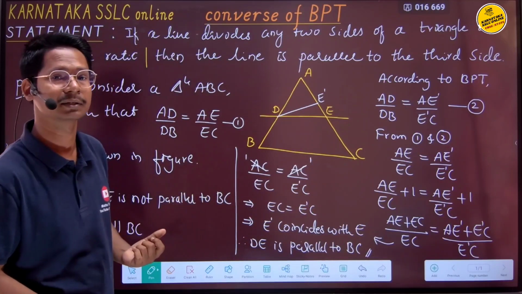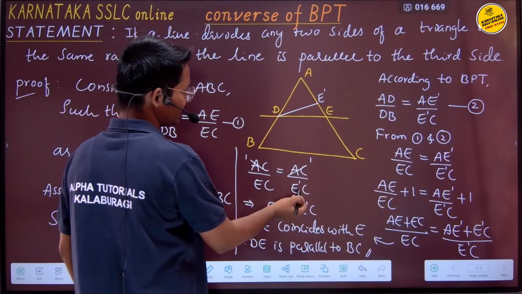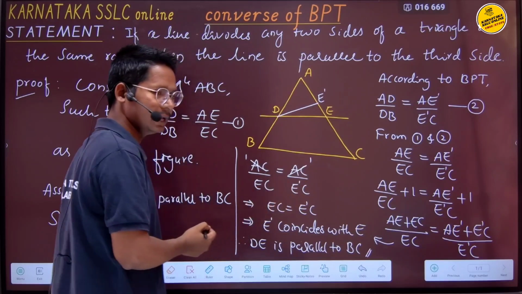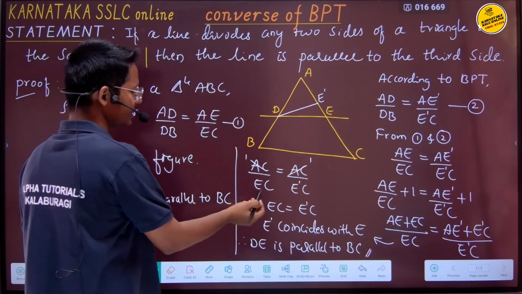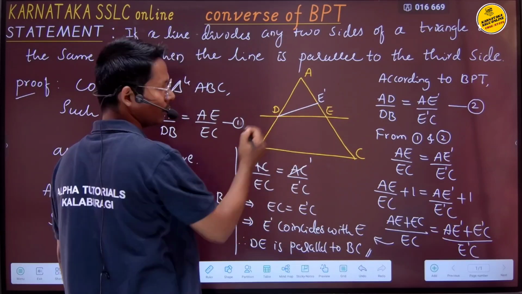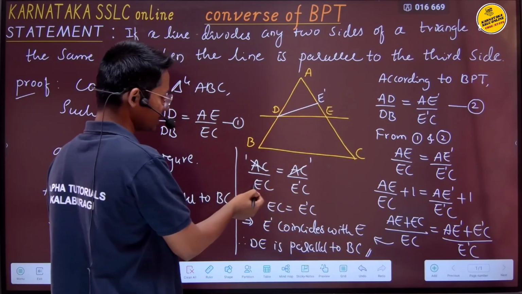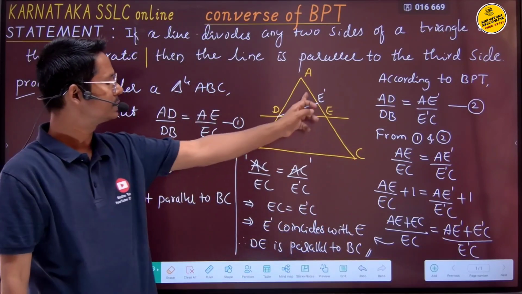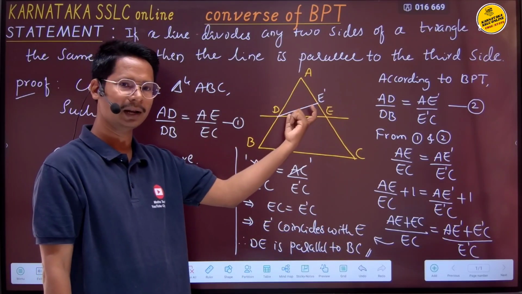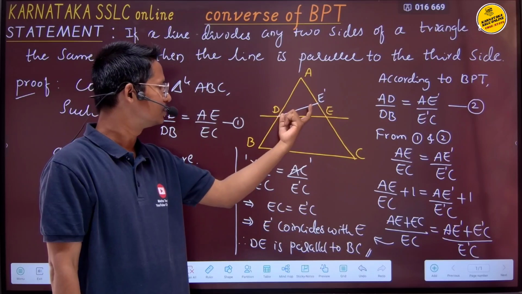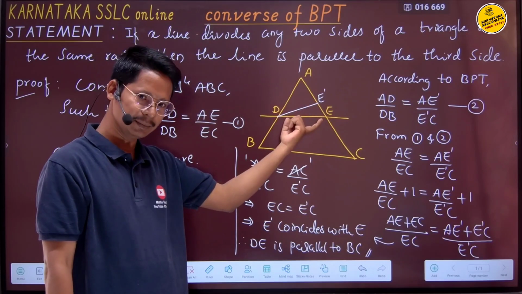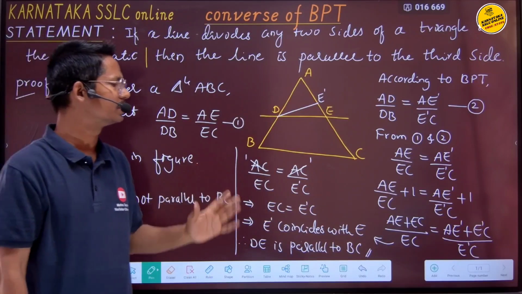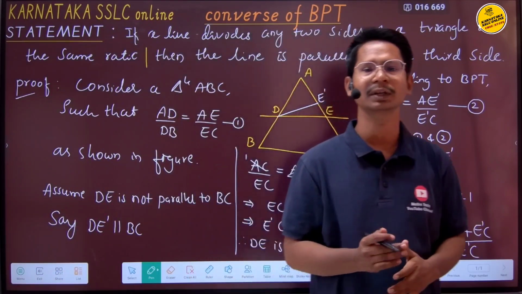What this implies is that these two line segments are equal. EC and E dash C are the same. It means E dash, which we assumed, coincides with E. E dash coincides with E means the line we assumed to be parallel coincides with DE, so even DE is going to be parallel to BC. So this is the converse of the BPT.